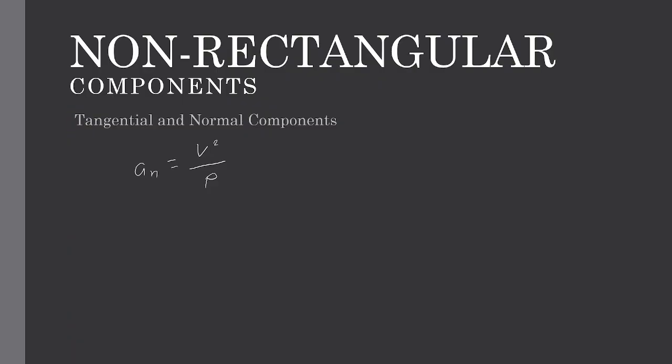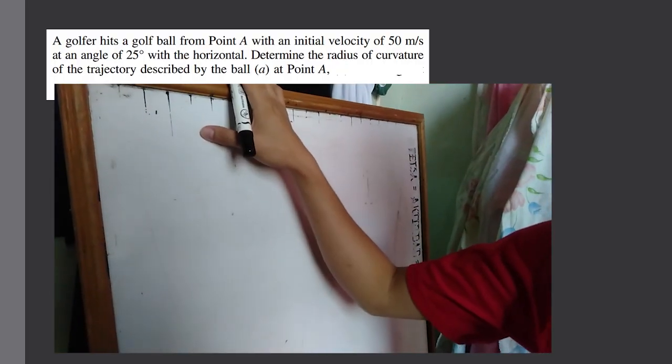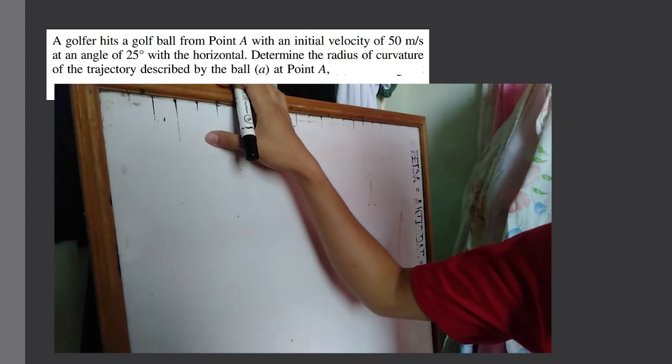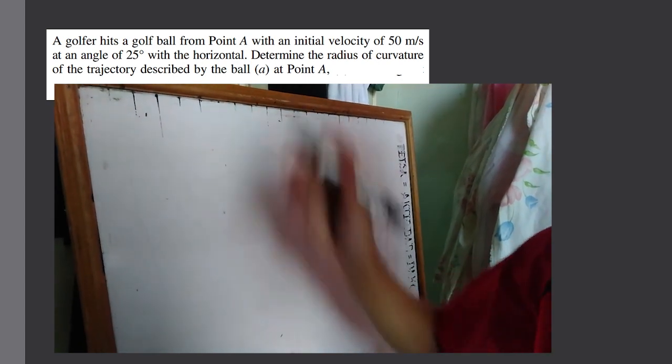Non-rectangular components, tangential and normal components. Sometimes it is convenient to resolve the velocity and acceleration of a particle P into components other than the rectangular x, y, and z component method. So for this example, let us use a sub n is equal to v squared over rho. Now in this problem, a golfer hits a golf ball at point A with a velocity of 50 meters per second.